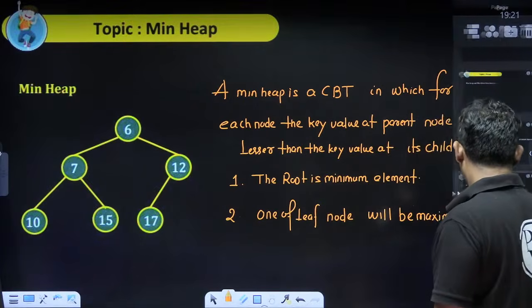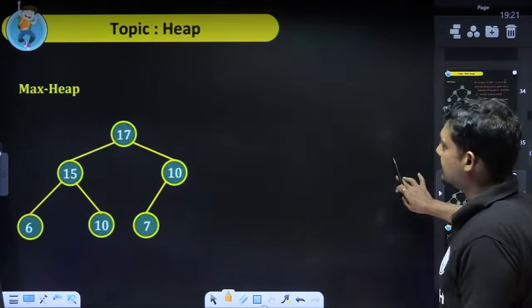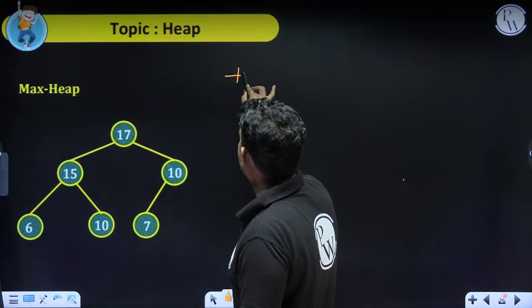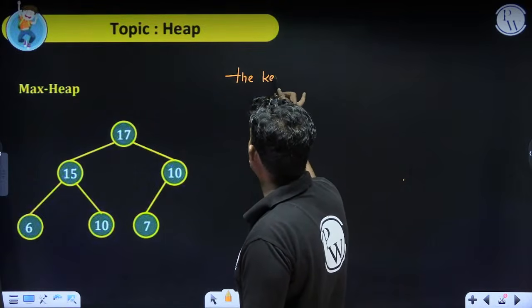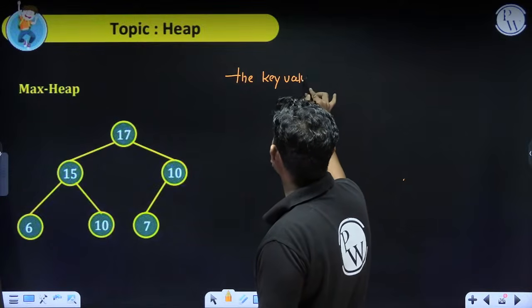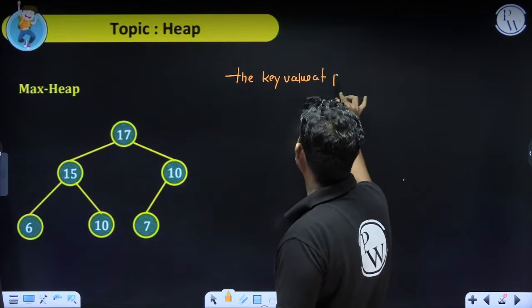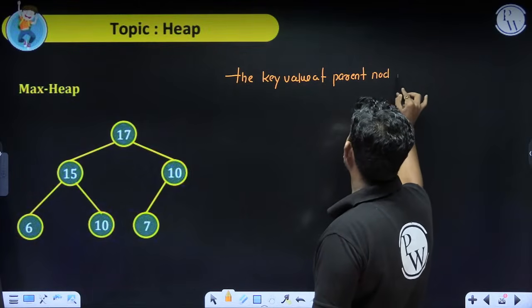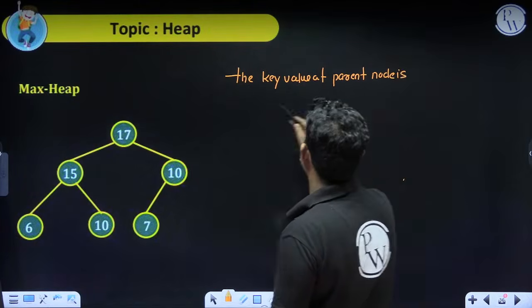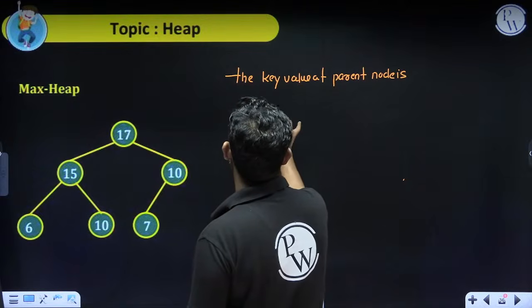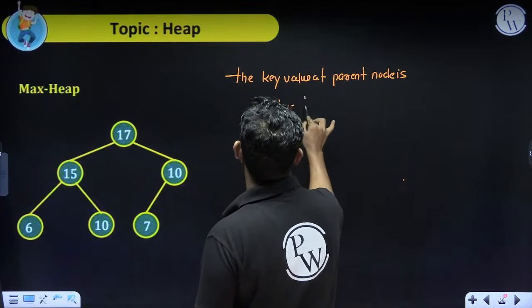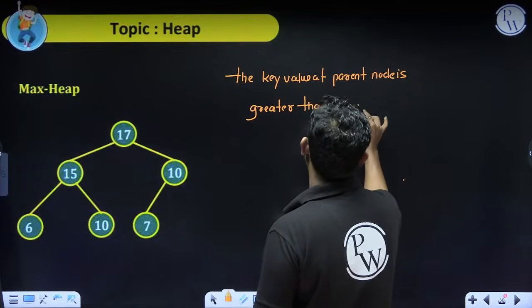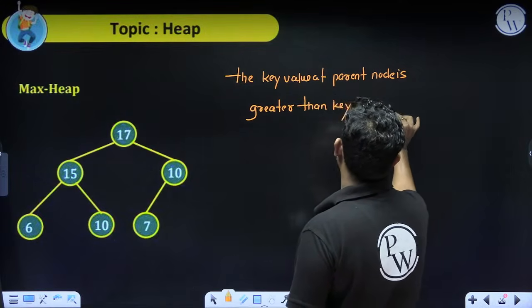Very nice. Now, similar goes with the max heap, that the key value at the parent node is greater than the key value at its children.